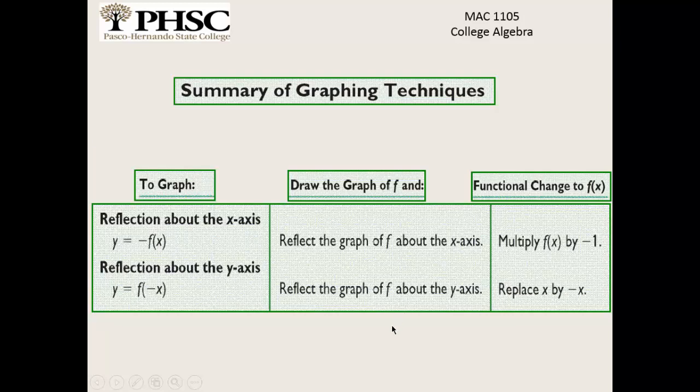And then reflection about the y-axis and the x-axis. Y equals negative f of x reflects the graph about the x-axis. You multiply f of x by negative 1. And reflection about the y-axis, it becomes f of negative x. You reflect the graph of f about the y-axis.